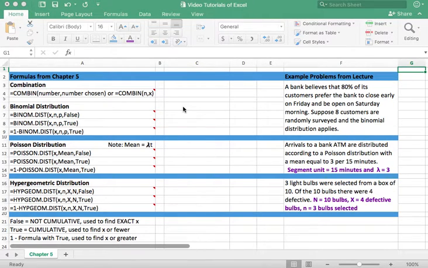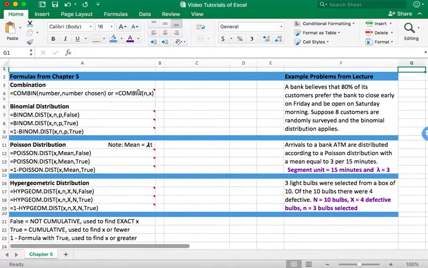So the first formula that our text offers us is the combination formula. This will let you figure out how many ways, or the count, of an event that can occur. So let's look at our formula. We see it starts with combine, and then there's number and number chosen. In other words, number is our n, and number chosen is our variable of interest.